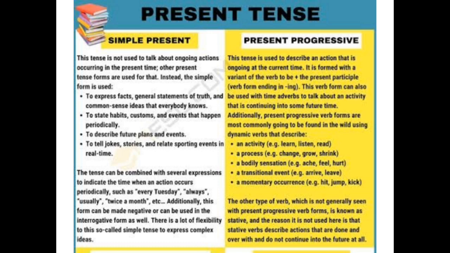Our major focus is on the fact that simple present tense is not an ongoing action, does not express an ongoing action. Rather, it expresses facts, general statements, states, habits, customs, and it describes future plans. It tells jokes. But present continuous tense, which is known as present progressive, tells us about actions that are ongoing at the current time.